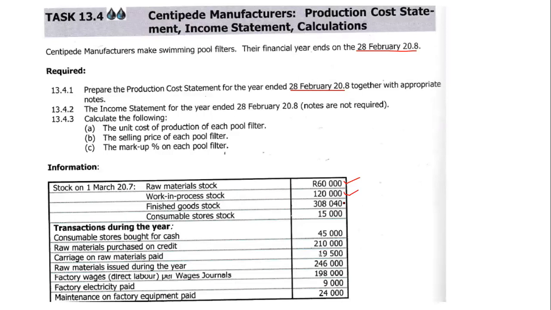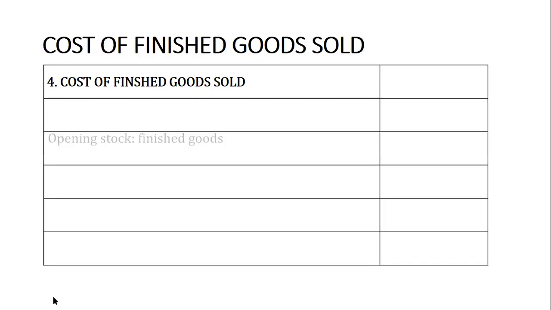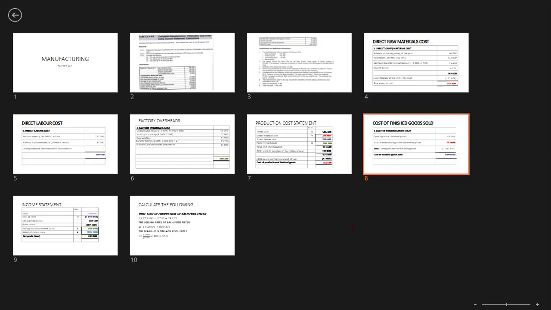What about this? Where does it go to? It goes to our cost of sales. And it goes to our cost of sales as what? Finished goods at the beginning. Finished goods at the beginning of the year. This is what we have. Perfect. Moving right along. What do we do next?